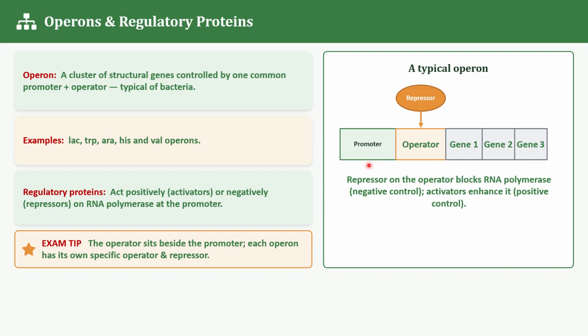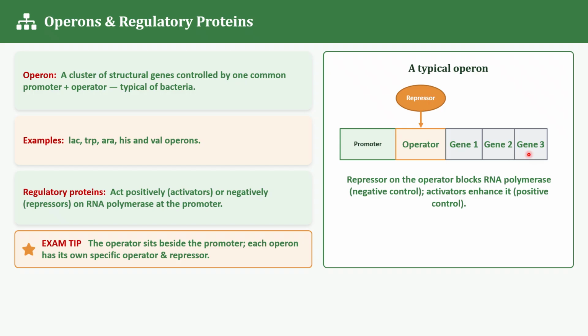The promoter is a site where RNA polymerase acts to initiate the transcription. And this is the operator, the regulatory region that can bind to a repressor. And these are the structural genes, the genes that code for proteins required for a particular function.